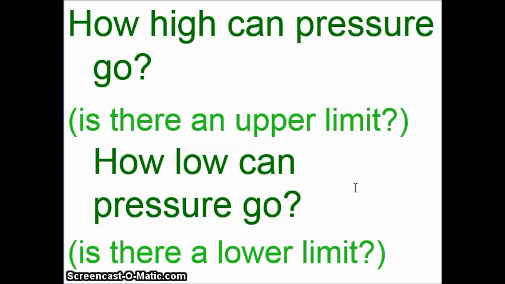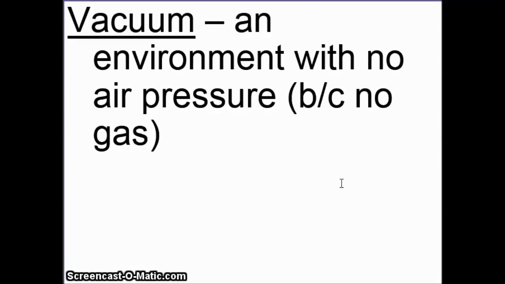If the particles cannot hit the object with any speed or at all, that means that there are no particles whatsoever. Then there's not going to be any pressure whatsoever. And we have a definition for that. That's called a vacuum. So a vacuum is an environment with no air pressure because there is no gas. That's how we are going to define a vacuum.